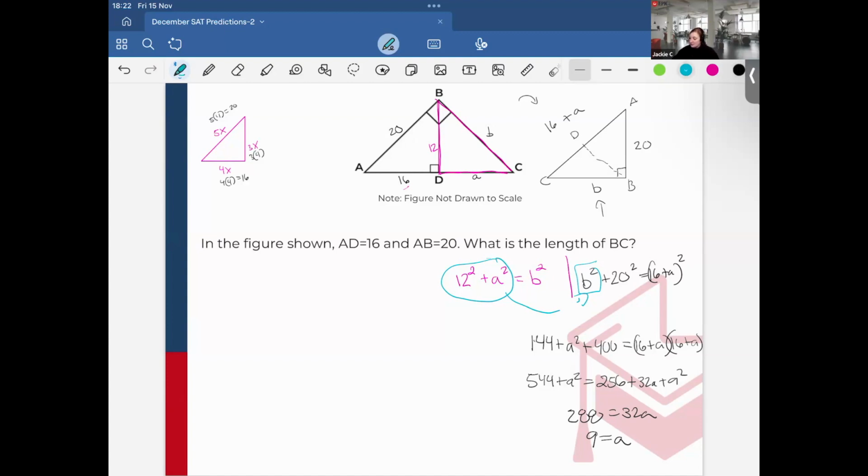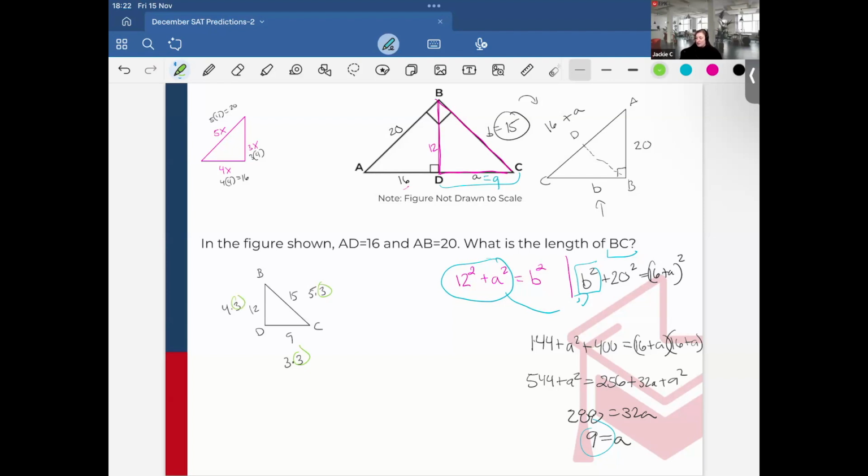So that means 9 would be A, but careful, that could be a trap answer. I'm not asked for DC, I'm asked for BC, and just to show, this would be 15. Answer. And the reason I know that so quickly, yes, you can do Pythagorean theorem, but it is another Pythagorean triplet. 9, 12, 15, they're multiples of 3. The 3, 4, 5 triplet. So this is 4 times 3, and this is 5 times 3.